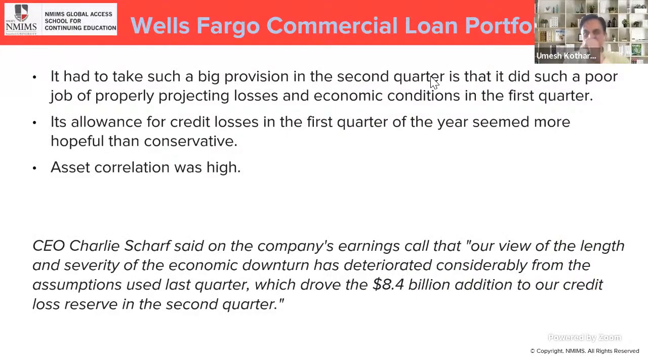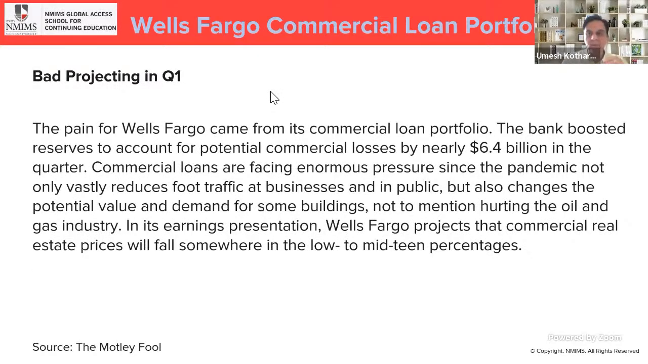So this is just putting down the points that we discussed. It had to take such a big provision in the second quarter because they did not do their jobs right in the first quarter, because their estimate of loss, expected and unexpected, seems to not be appropriate in line with market trends. Their asset correlation was high, which means across the board, their investments did not fall appropriately.